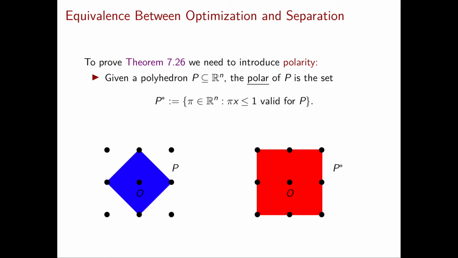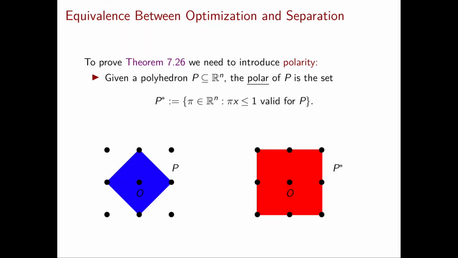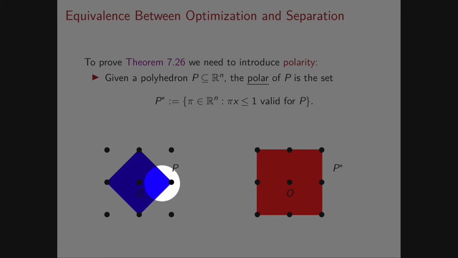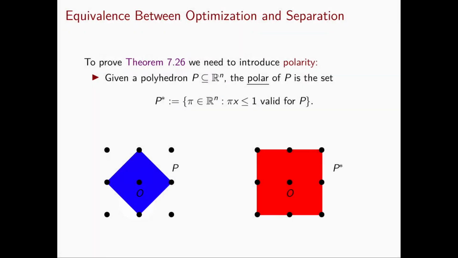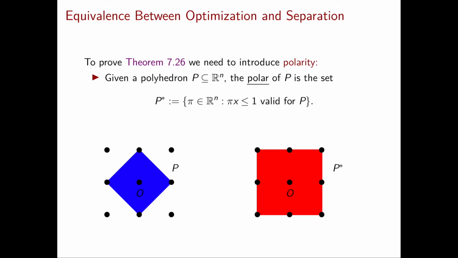This definition can be confusing at first, so I think it's important to look at an example. Here we have a polyhedron P in blue, which is the convex hull of plus minus 1, 0, and 0, plus minus 1. So it's a cross polytope in dimension 2. So what is its polar? Well, it's not so simple to understand because we have to understand all the inequalities that are valid for this set, but definitely we can easily check that some points are in the polar.